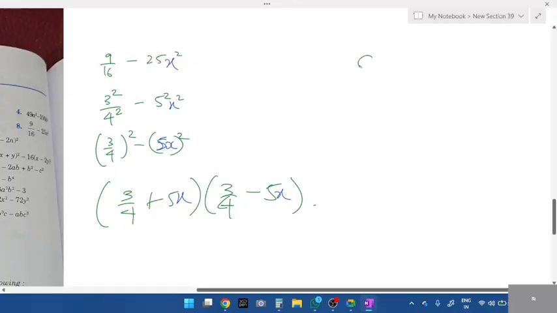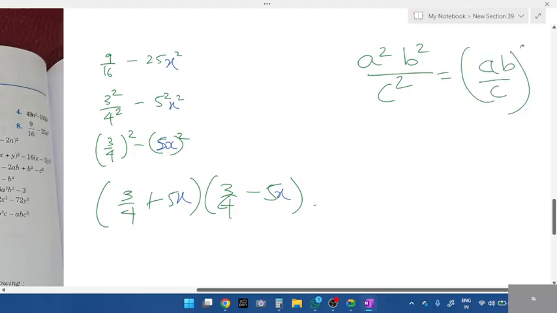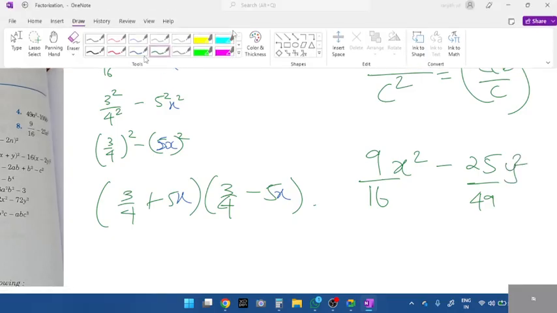Look here. Even if it is like this, a square, b square, c square. How do you write it together? When degree is same, you write ab divided by c the whole square. Now I'll give one question. Try this: 19 by 6 x square minus 25 by 49 y square. Try this question.